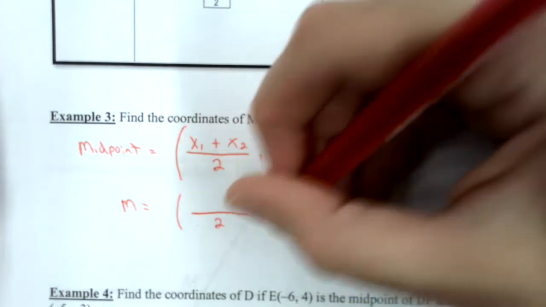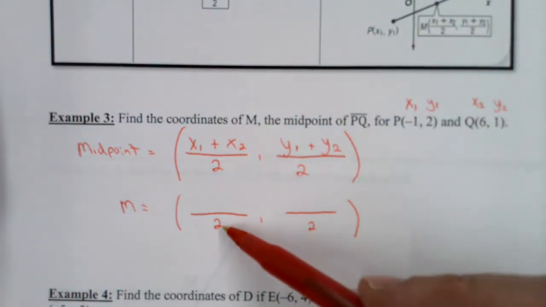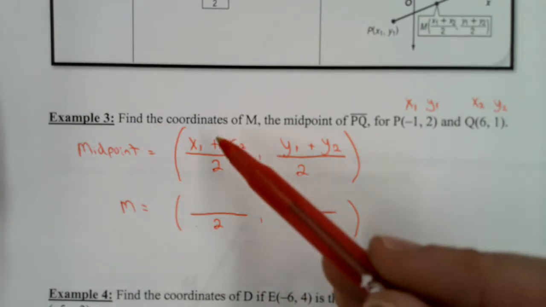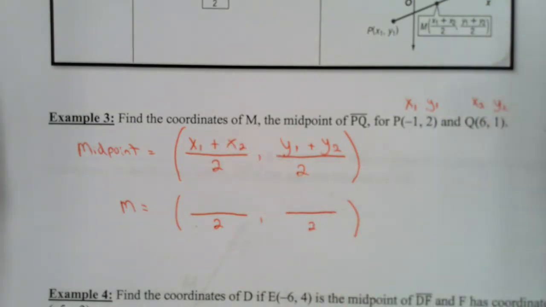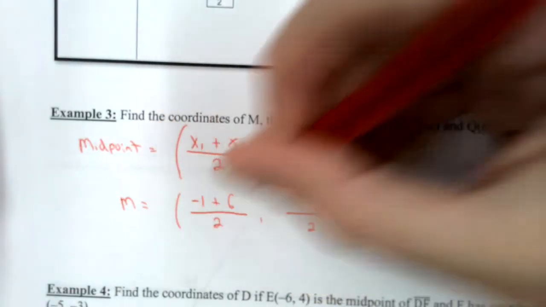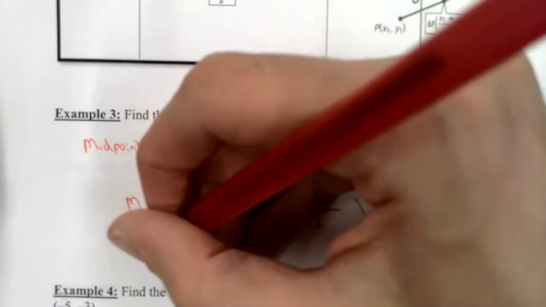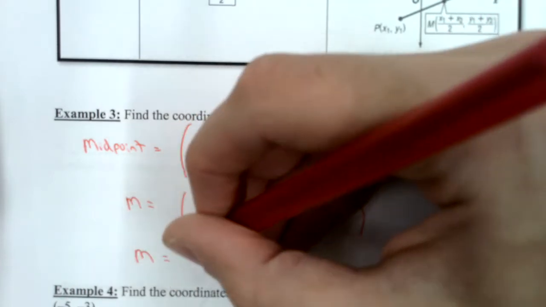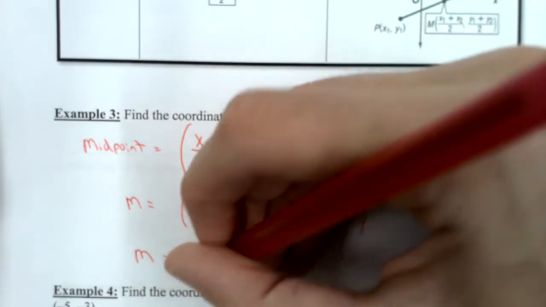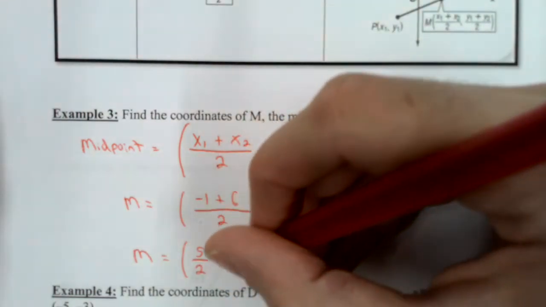You always divide by 2. Always divide by 2. And the formula says add the x's. So -1 plus 6. And add the y's. So 2 plus 1. So now -1 plus 6 is 5 divided by 2. 2 plus 1 is 3 divided by 2.